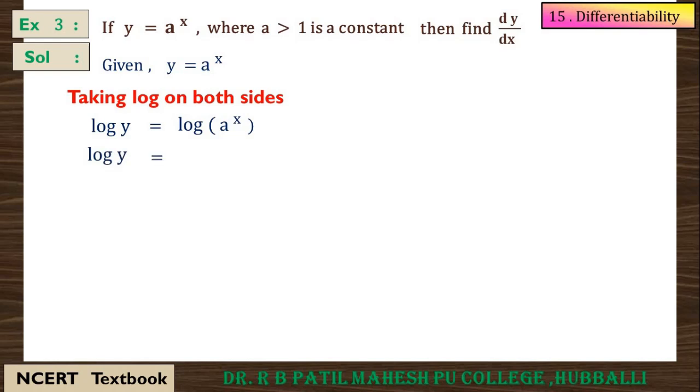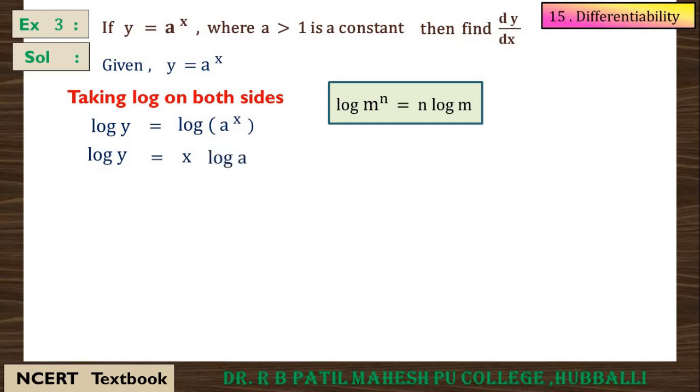Log y is equal to, using the property of logarithm, x into log a. So on the right side now, x into log a, log a is a constant term, so x is multiplied to a constant term. Therefore we can easily find the derivative of the right side, with no need of using any rule.